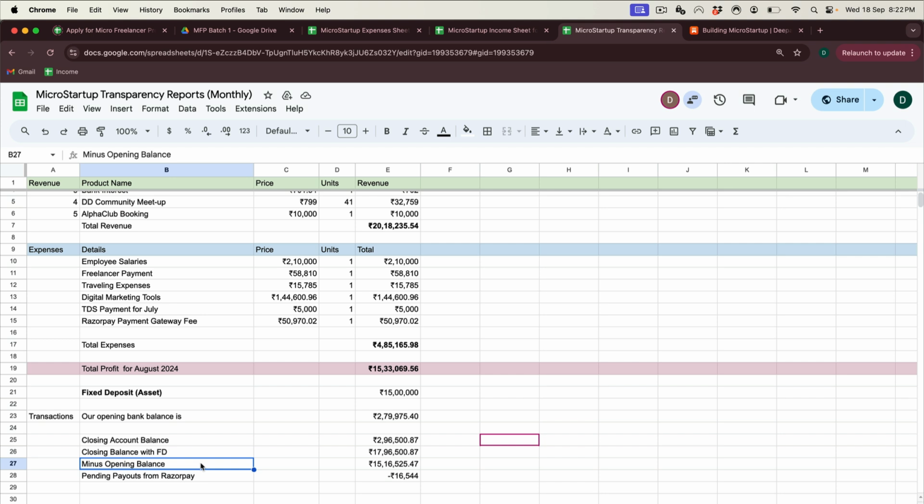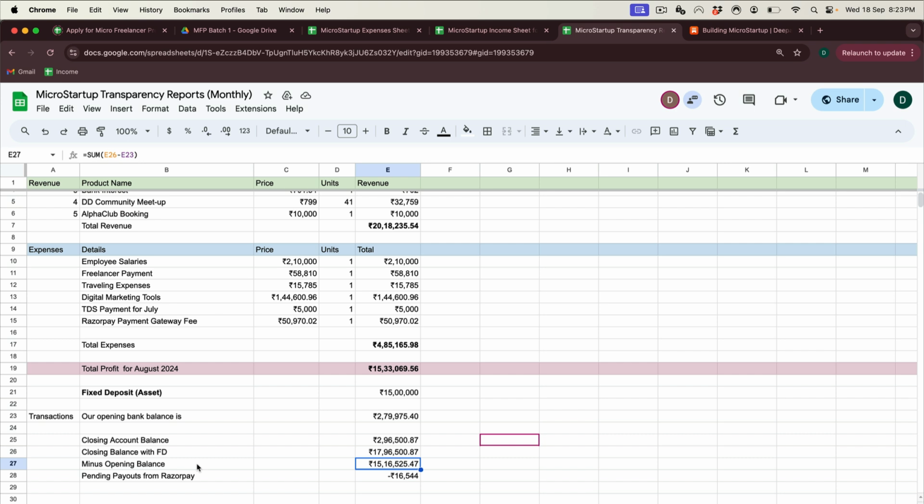Minus the opening balance, then we should be getting the entire revenue here, right? We got 15,33,000, but why is only 15,16,000 sitting in our bank account for the month of August? Because we opened it with 2,96,000 and ended it with 17,96,000. So shouldn't the entire revenue for August be reflecting here?